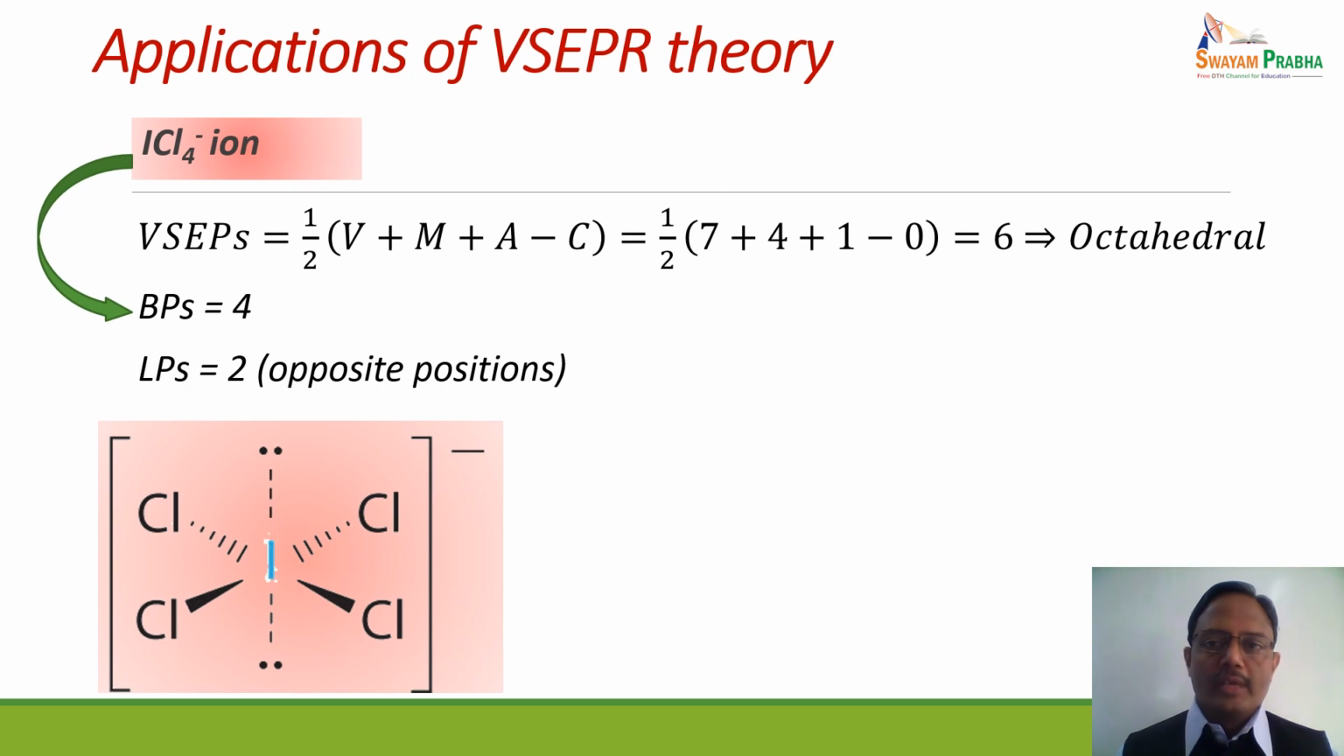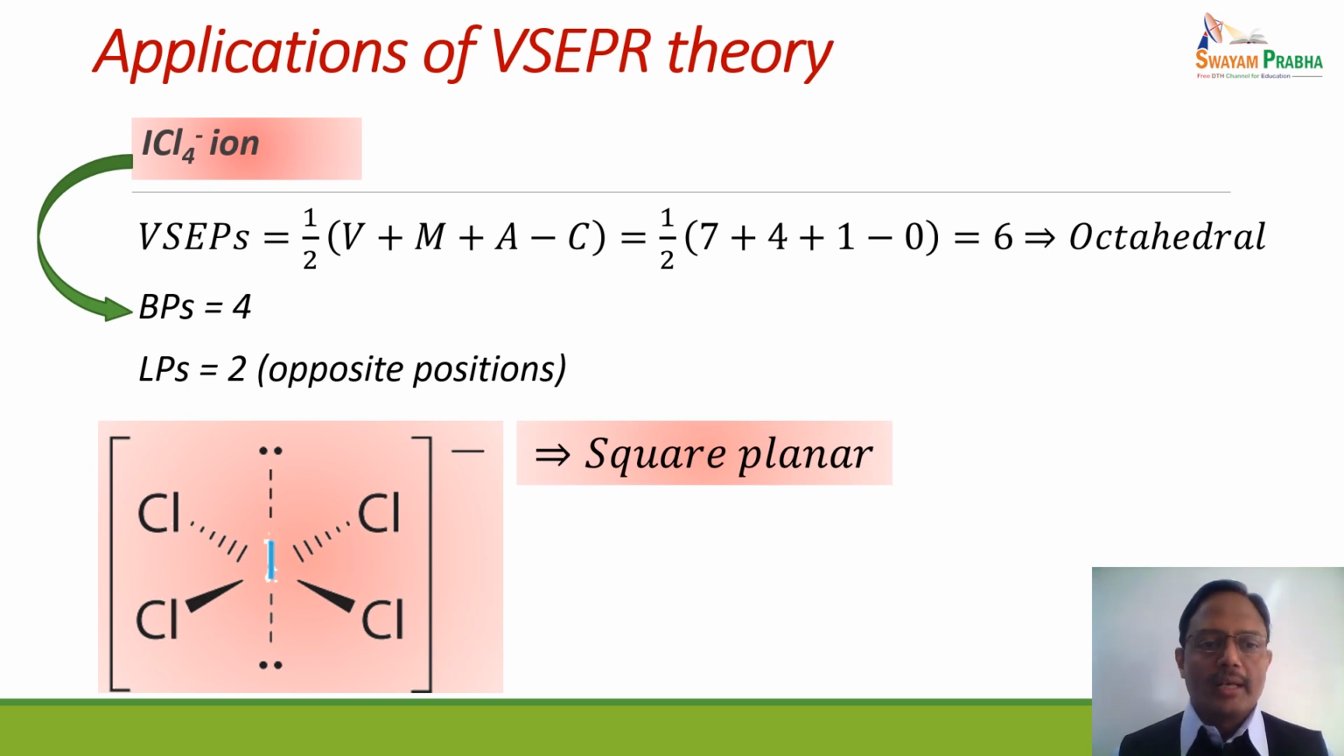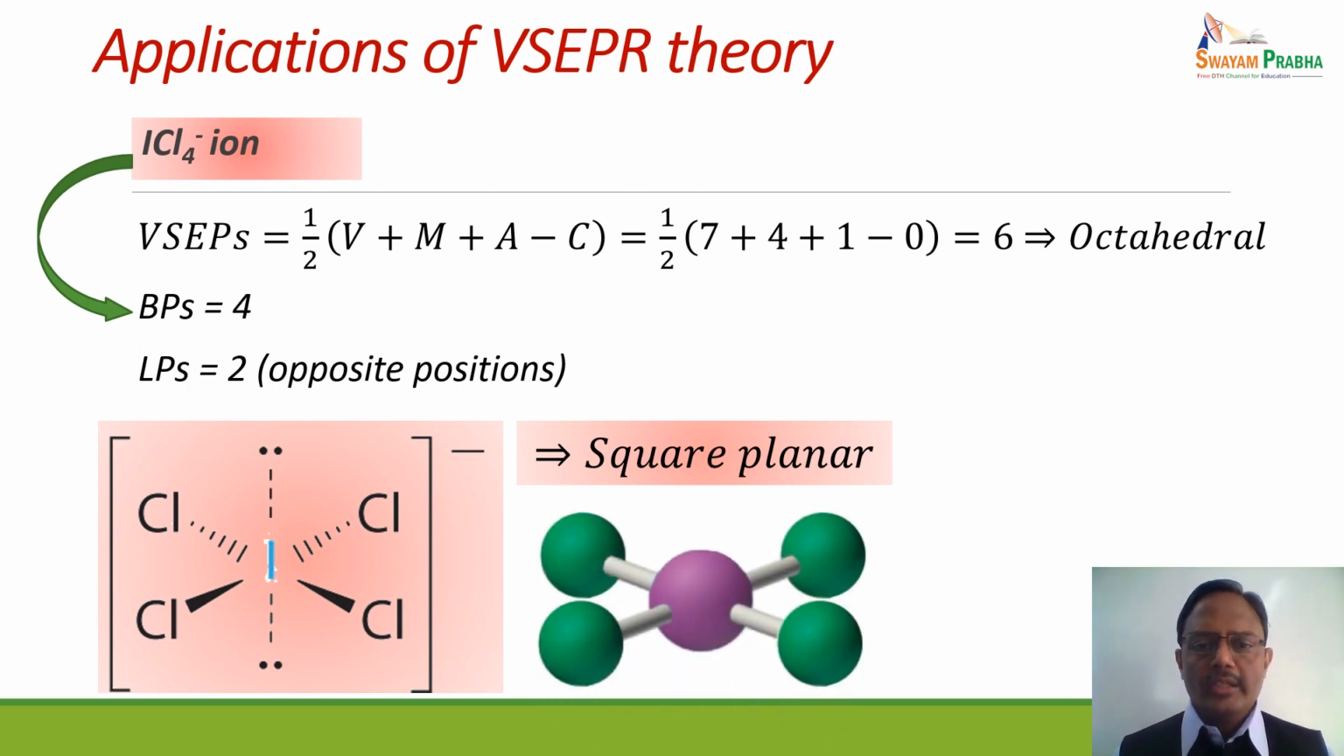So even if the expected geometry is octahedral, the 2 lone pairs occupying the opposite positions make the geometry square planar in the case of the ICl4 ion. This is the shape of the ICl4 ion, which can be seen as a square planar species with all the Cl-I-Cl bond angles as 90 degrees.